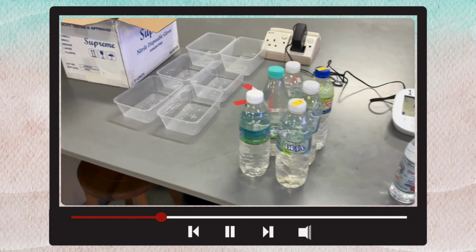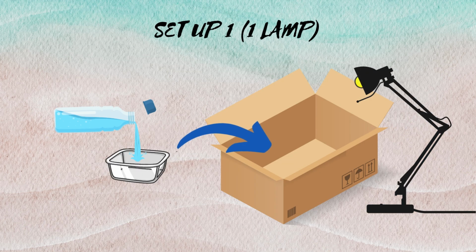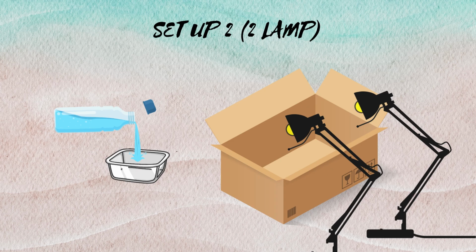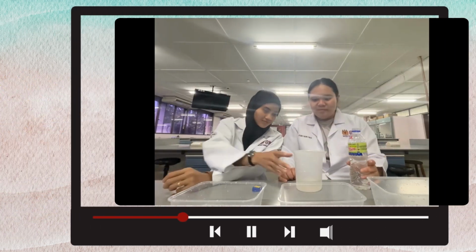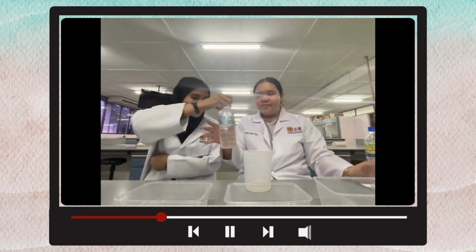This is our experiment setup with all containers and materials arranged and ready. In the first setup, 3 containers were placed in a box under one lamp to simulate a lower temperature environment. In the second setup, another 3 containers were placed in a different box under 2 lamps to simulate a higher temperature condition. First, we will fill 6 containers with seawater.